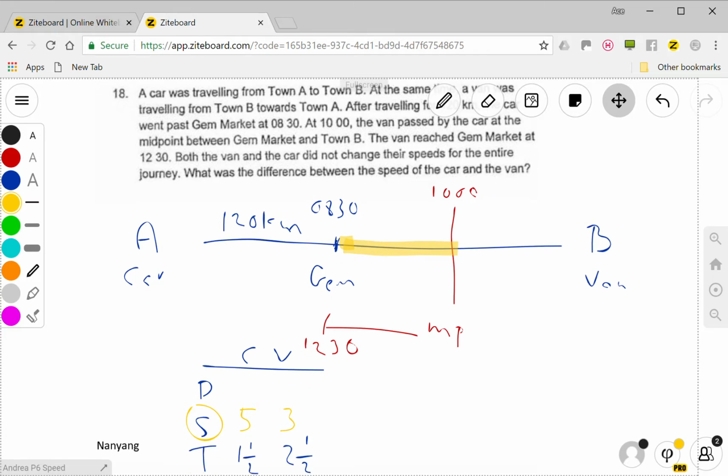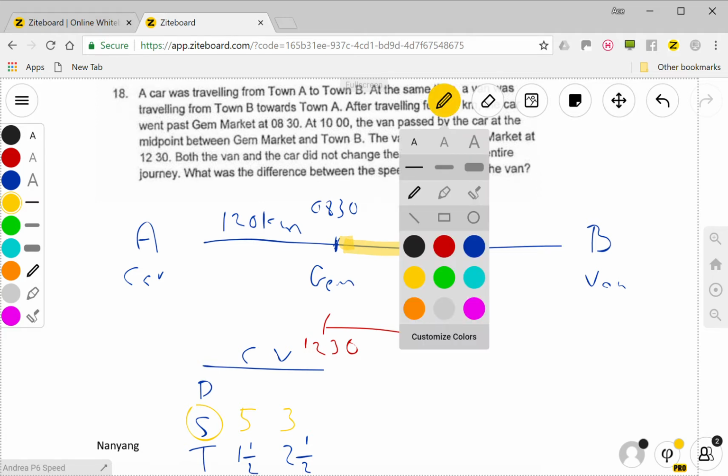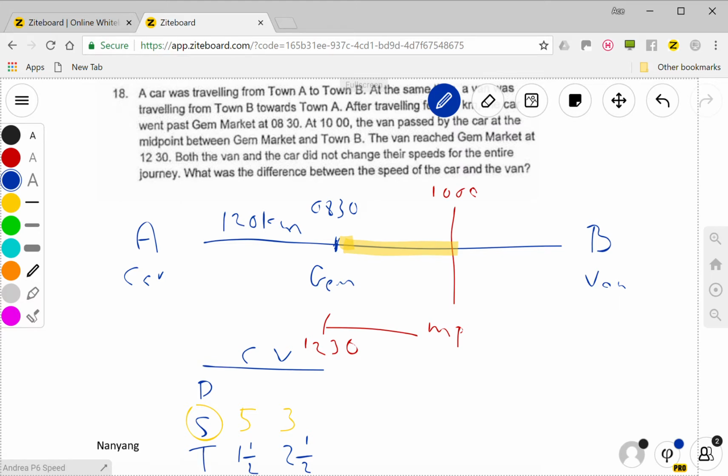Okay, so the other thing that we have to look at is, wait, where did they meet? The van reached Jam Market. Okay, so they met over here. Yeah, let me see if I'm correct. So they met at this point, at 10 o'clock. So the extra distance that the car traveled was 120 kilometers.